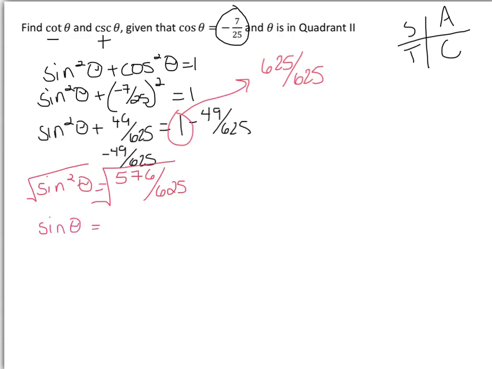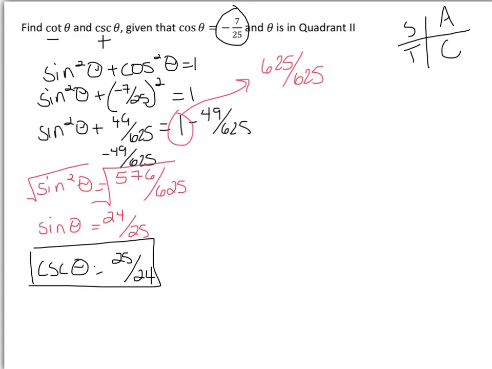Now when I take the square root of a fraction, remember I'm taking the square root of the numerator divided by the square root of the denominator. The square root of 576 is 24, and the square root of 625 is 25. So now I have sine of theta. Not really asked for sine of theta, but I am asked for cosecant, which is the reciprocal. So I can say that the cosecant of theta is 25/24, and I know that it's positive.